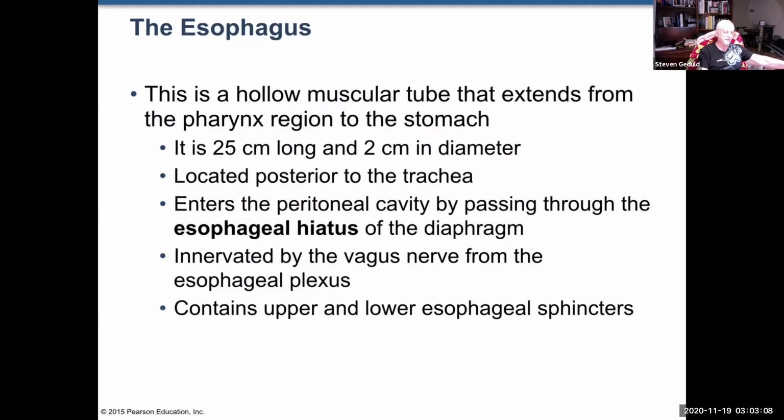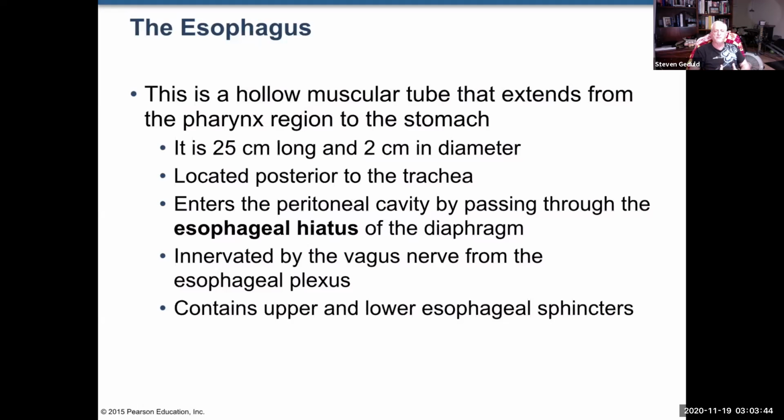The esophagus itself is a hollow muscular tube that extends from the pharyngeal region to the stomach. So food enters in the pharyngeal region and leaves at the stomach. It's not a tube that stays open. It's a muscular tube which is kind of squished when you look at it. It's not a circular tube like the trachea. The trachea stays open because of the cartilaginous rings that keep it open. It cannot collapse. The esophagus can collapse. It's just muscle, and the food gets pushed through that muscular tissue. Whereas your trachea has to remain open for air to flow.